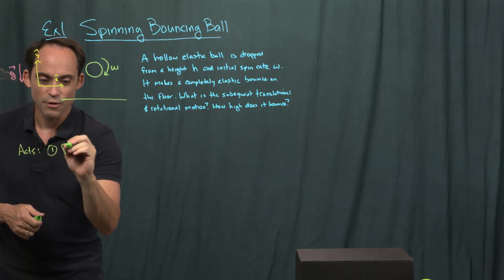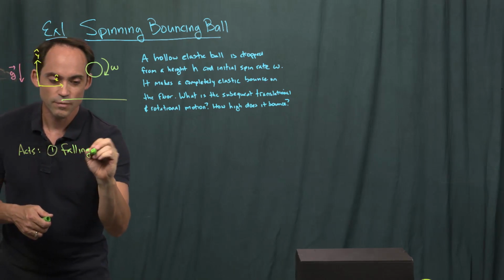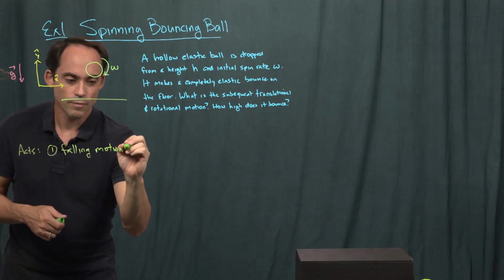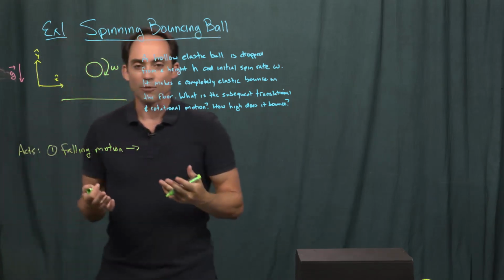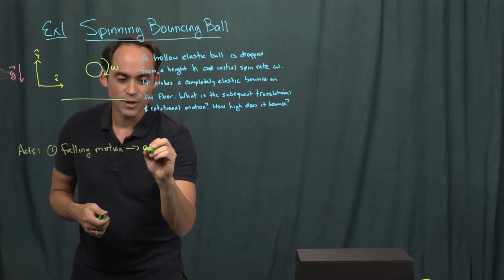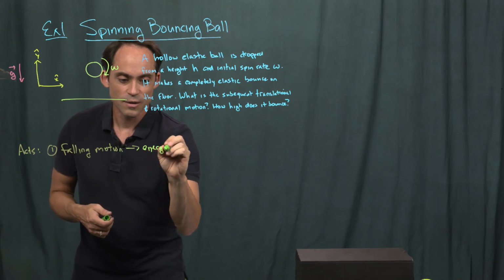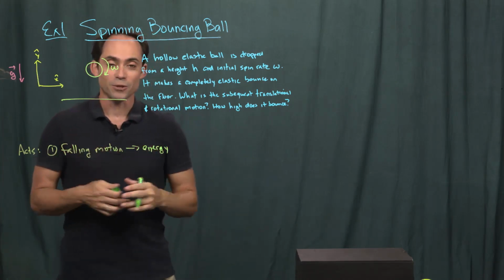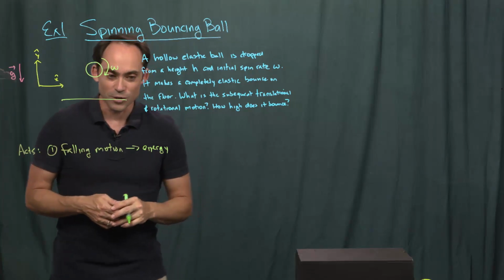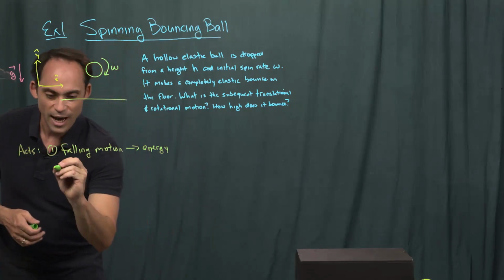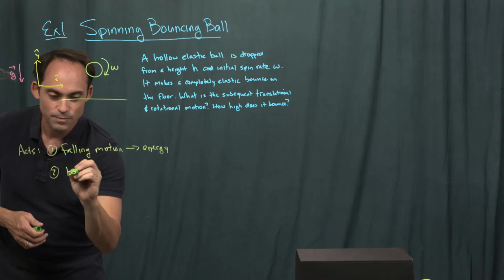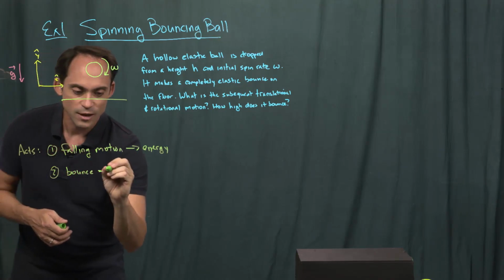We've got the falling motion, and that we can solve using our regular energy conservation, because this is just interaction with our gravitational potential, which is a conservative force. All right? We're going to have the bounce, which is a collision.